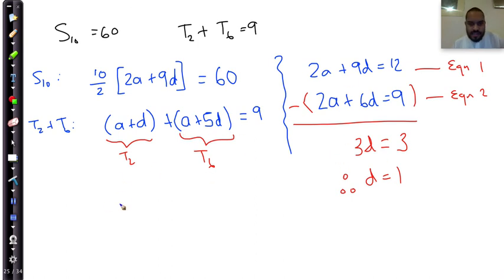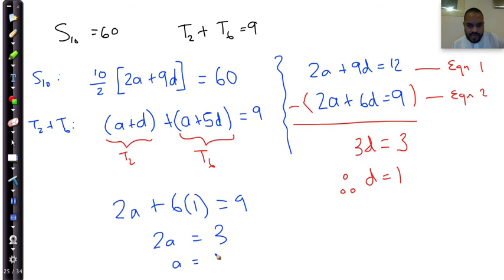So let's just back substitute that. I'm going to say it's 2 times a plus the 6 times the d that we just found now, which is 6 times 1, is equal to 9. And that leaves me with 2a is equal to 3. Am I right? Yeah? Okay, and therefore a is equal to 3 over 2. So my first term is 3 over 2.